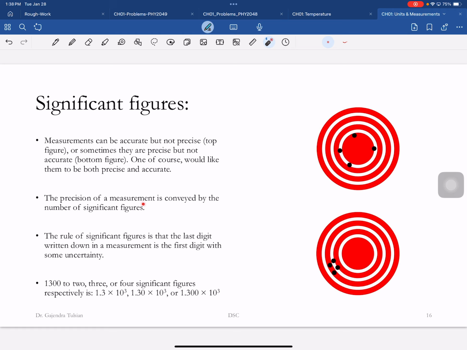The precision of a measurement is conveyed by the number of significant figures. Okay, so if you can accurately measure something to a tenth of a millimeter, so 5, 3, 4, 6, 7. So the number of significant figures tells you how precisely you're making a measurement. Whether you're doing an accurate job, that's a different story.